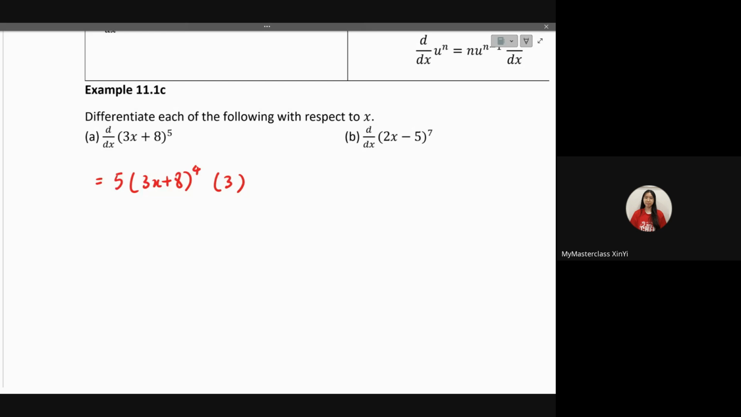Then here simplify what you can. 5 times 3 is 15. Then this will be your answer. Okay, do not go and expand everything out using binomial theorem or whatever, and then you differentiate them like that. Right? That's going to waste a lot of time. Okay, so use chain rule for this.